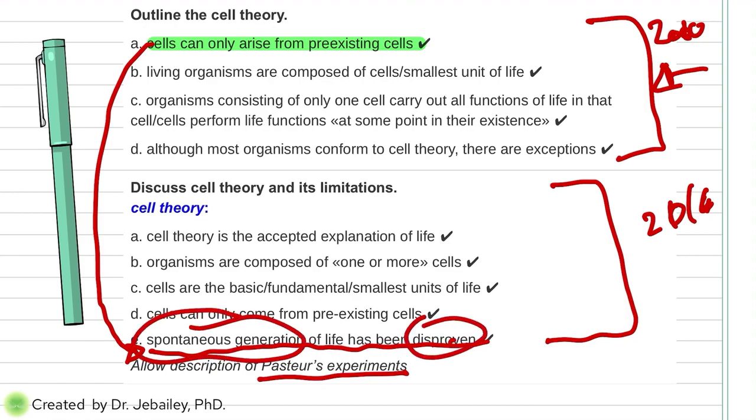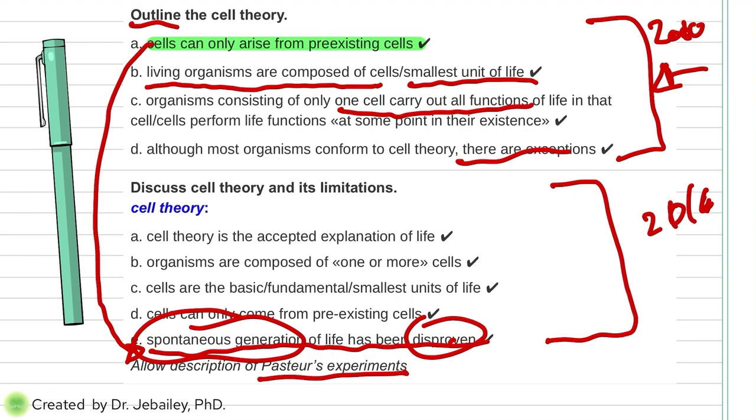This might give you 1 point or might give you 2 points. Then you mention organisms are composed of cells, and then you can say that the smallest unit of life is a cell, and that just one cell carries all the functions of life. So what you're doing here is targeting all the possible things that can come out related to cell theory. However, I haven't talked about the exceptions. When it comes to outline, you just mention there are exceptions, but when it comes to discuss and it tells your limitations, you have to talk a little bit more in detail. So we just focused on the part of cell theory, discussing it.